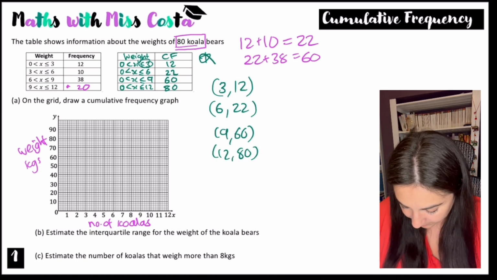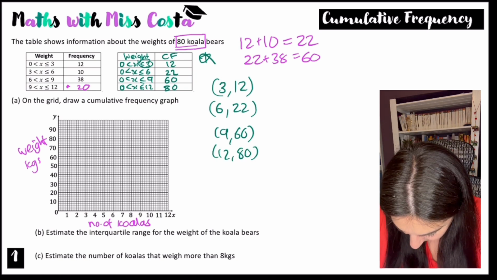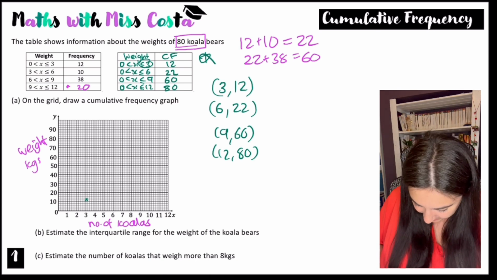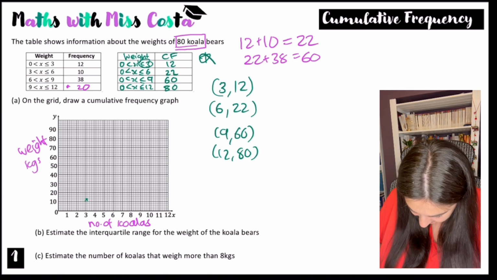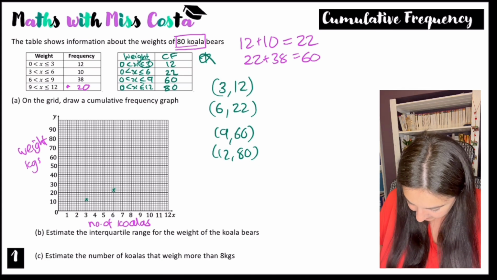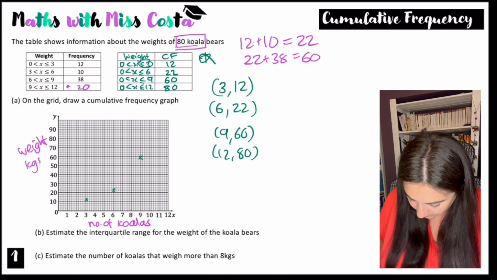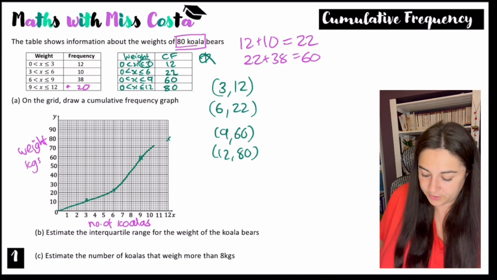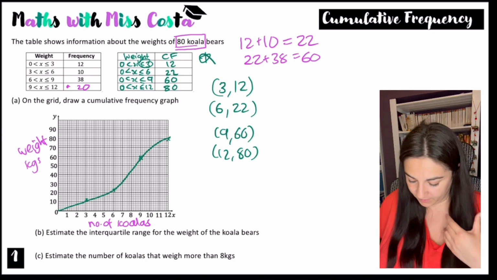So let's plot that. We've got 3, 12. Oh, this is really small on here, so it might not be too accurate. Then we've got 6, 22. Then we've got 9, 60, and 12, 80. So we've got our cumulative frequency. It starts from 0, and I just join it up. It should generally look like an S, like a smooth curve.